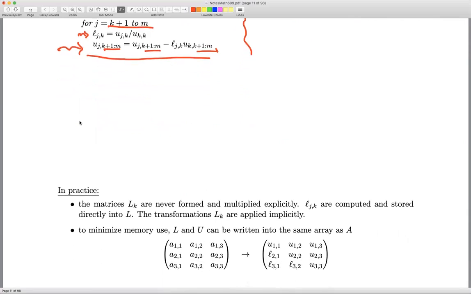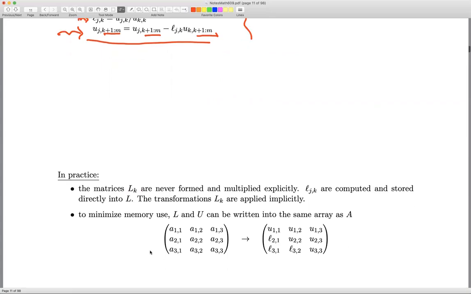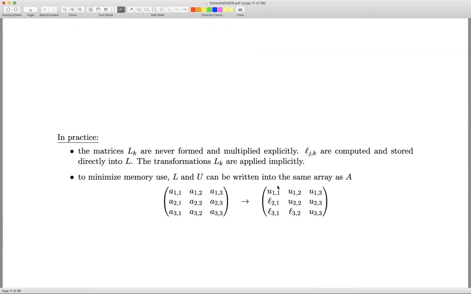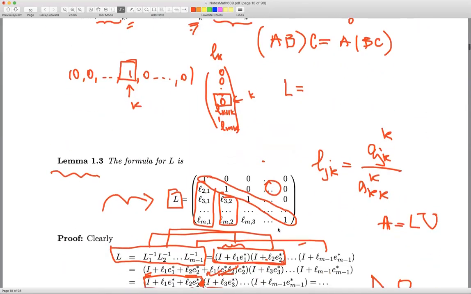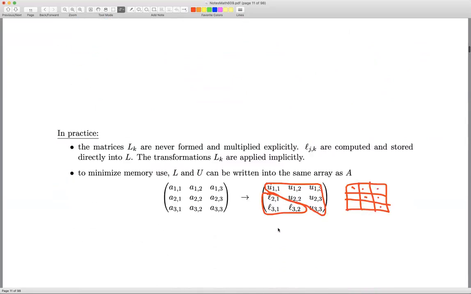And to minimize memory, we can write L and U into the same array as A. So if A originally was this 3 by 3 matrix, how can we store them? If we think of the memory as this, the upper part will store the elements of U, and everything below the main diagonal will store the elements of L. We do not need the elements of L on the main diagonal because we know that they are all ones. So this is in terms of storage.